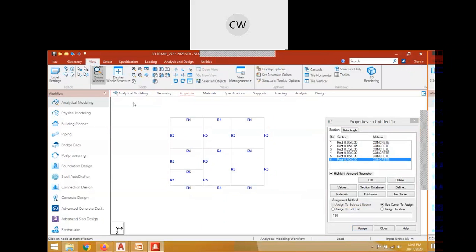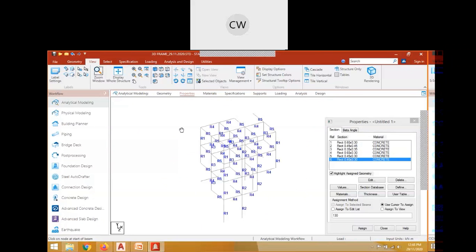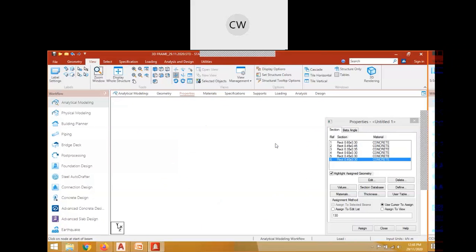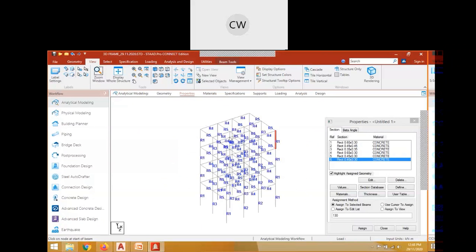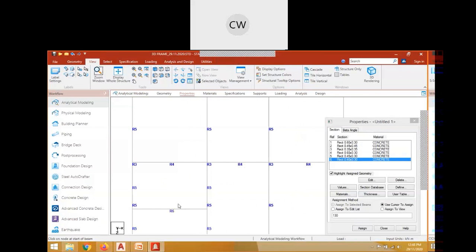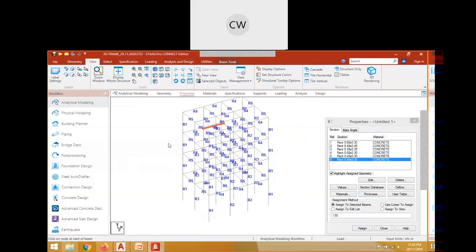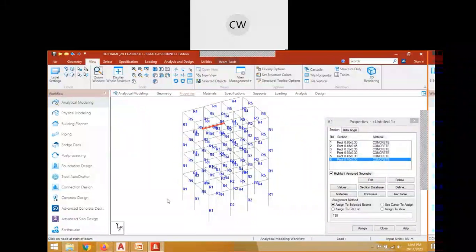Now I want my whole structure to be displayed. For that, go to view and say display whole structure. Now you can see that this beam is only created on one level, not all levels, so it is at the top level only. Now I want to replicate this beam on all levels. So just select this beam, go to 3D view, and then where you want to replicate. I want to replicate this on this and this level. All are 3.5 meter height along y direction.